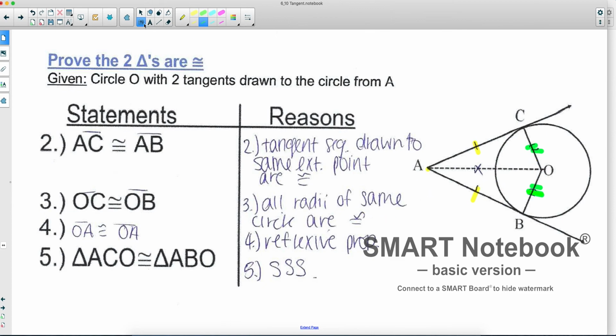Perfect. So think back to when we did proofs. What do we now have? We'll have a pair of sides here, another pair of sides here. So I either need an angle or a side. I chose to be really straightforward and go with the reflexive property. Right here, they both share side OA. So OA is congruent to itself by the reflexive property. That's another side. So now the two triangles are congruent by side, side, side. So that finishes up our proof there.